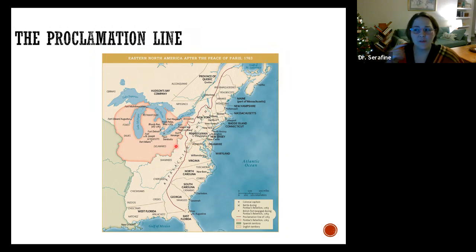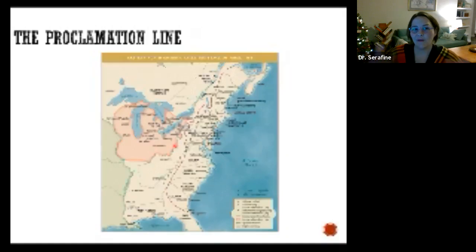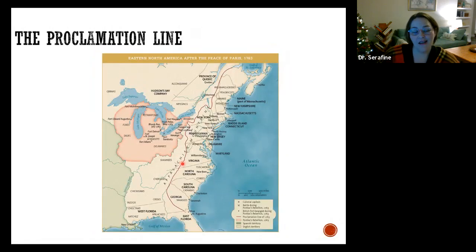From the colonial perspective, they're going to say, hey, wait a second, we just won you a global war, expanded the English empire. Why can't we have this land here? From the English, from the metropole, from the crown's perspective, they're going to say, you just started a global war that we had to fight to bail you out of. Now stop causing trouble, stay put.